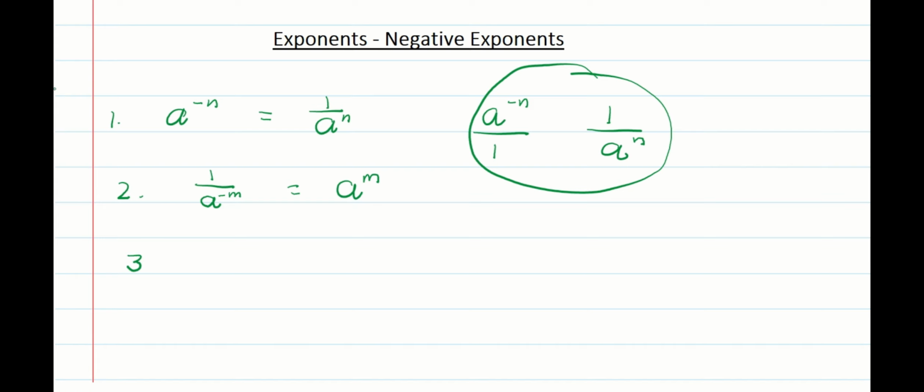The third one is if you have a bracket, and inside the bracket you have a fraction, and outside is a negative exponent, for example negative n. In order to get that exponent positive, we switch the numerator and denominator around, so the denominator goes up, the numerator goes to the bottom, and your exponent outside the bracket is now positive.